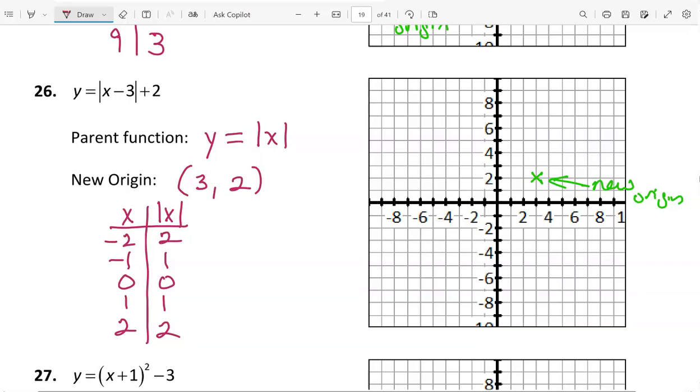So from the new origin, negative 2, 2 is 2 to the left and 2 up from the new origin. Negative 1, 1 is 1 to the left, 1 up from the new origin. 0, 0 is on the new origin. 1, 1 is 1 to the right and 1 up. And 2, 2 is 2 to the right and 2 up from the new origin. That gives us our nice characteristic V shape for an absolute value function.